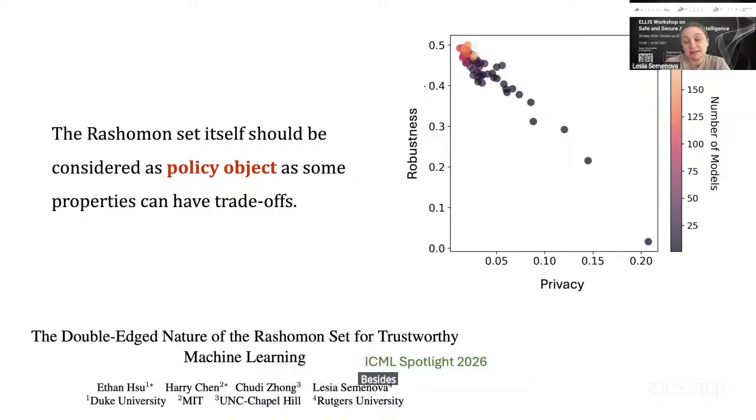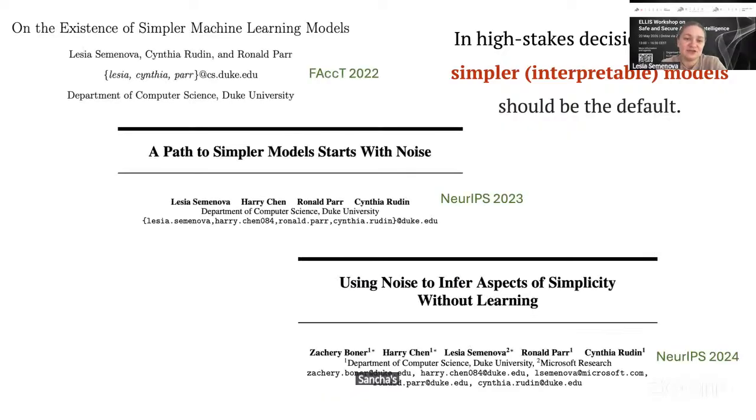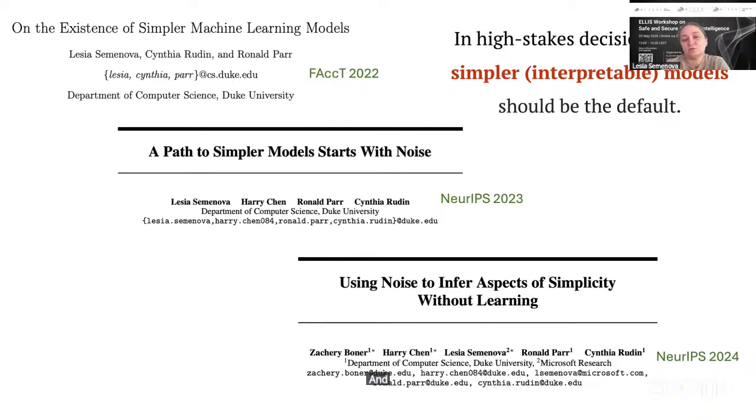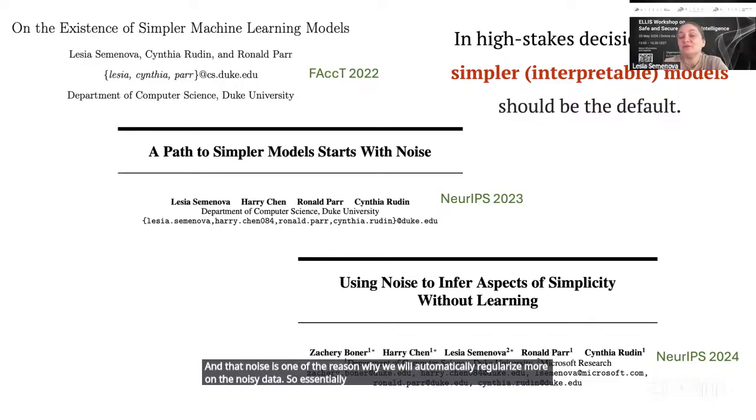Besides trying to study each property in isolation, using the Rashomon set, we can also build an argument that shows why simple interpretable models should be the default. Essentially, the argument is like this, which is summarized in these papers. Very often, as we mentioned, the high-stakes decision domain data are very noisy. And that noise is one of the reasons why we will automatically regularize more on noisy data. So essentially, noise acts as an implicit regularizer that leads us to simpler models within the Rashomon set.